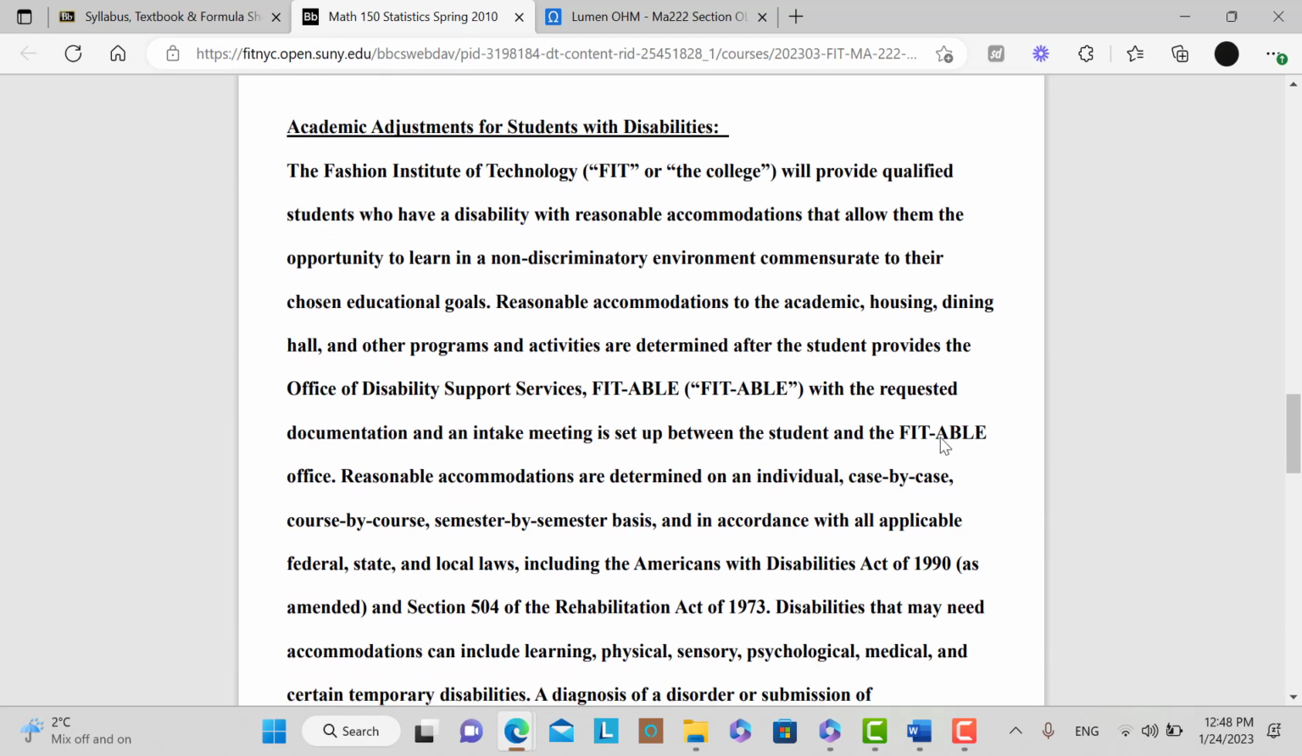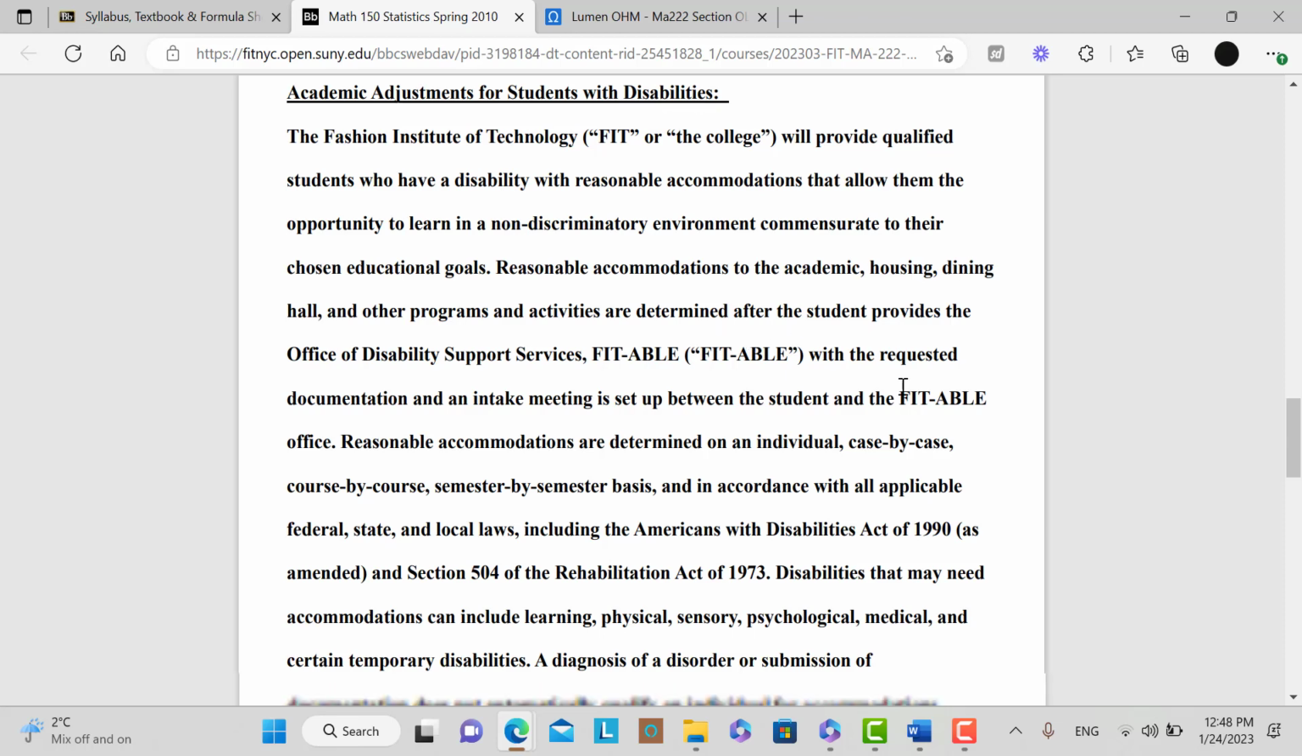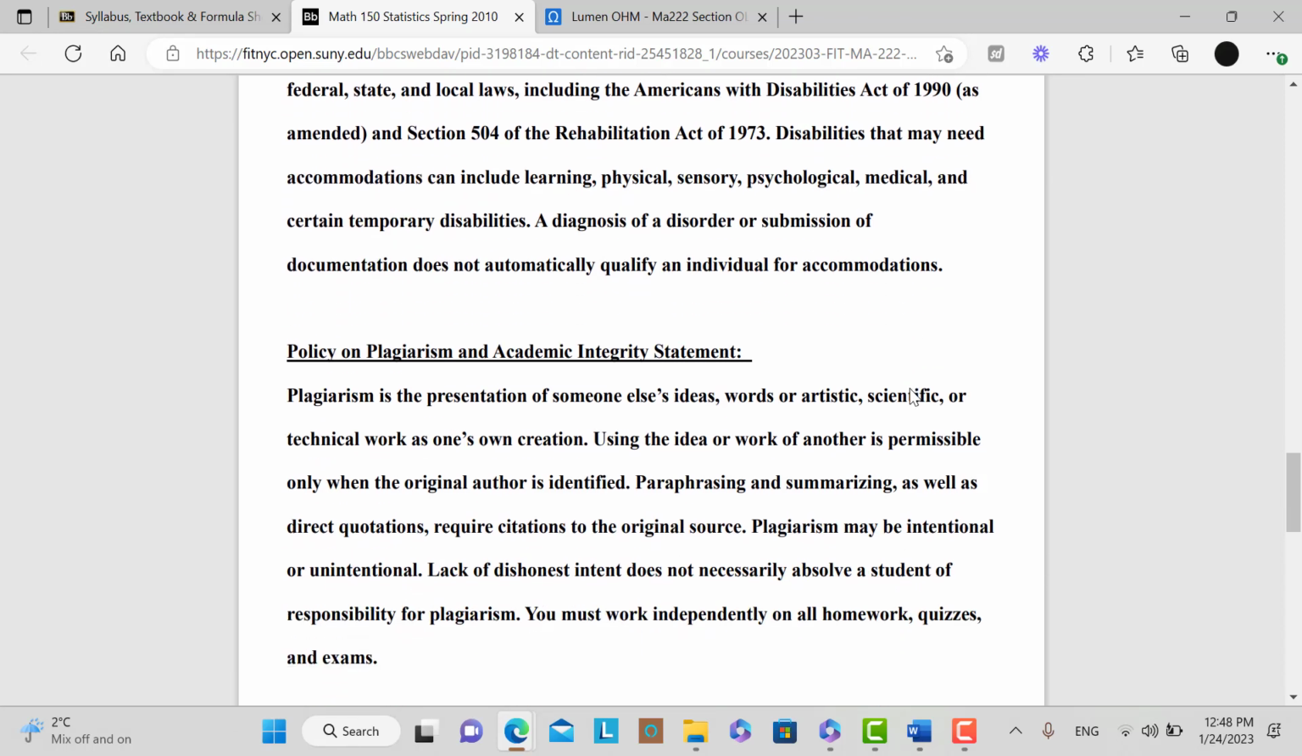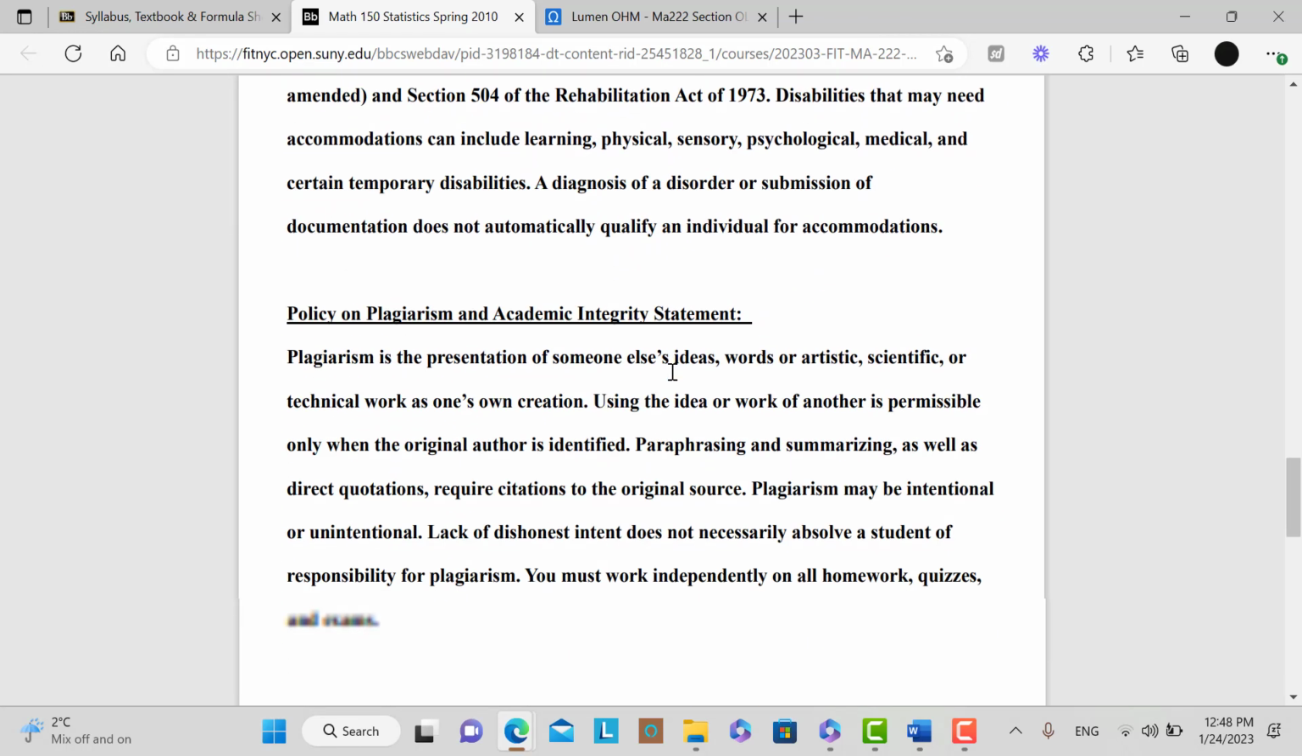And also if you are a student with a disability, right? If you register with the disability office, you should email me, identify yourself with the documentation so I can provide you with the proper accommodation.